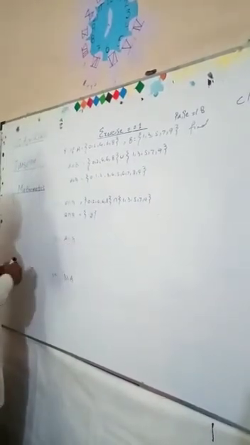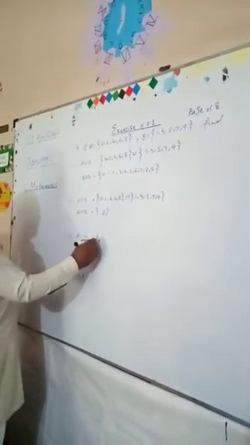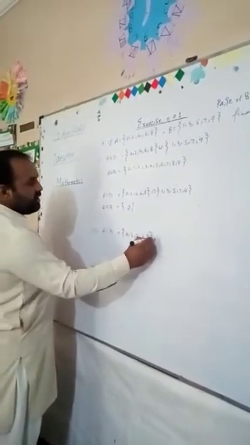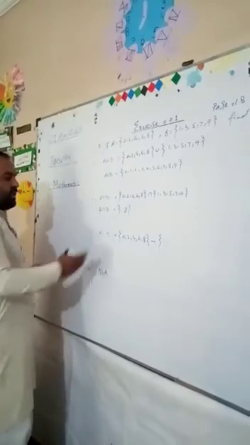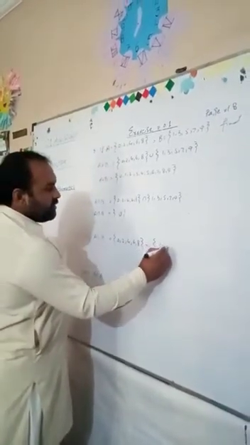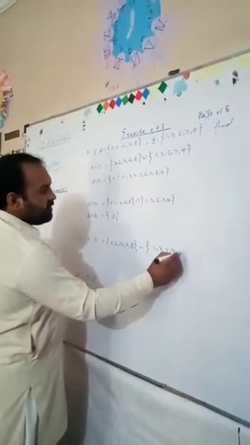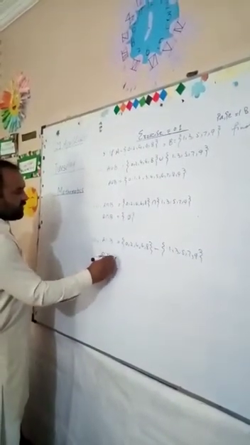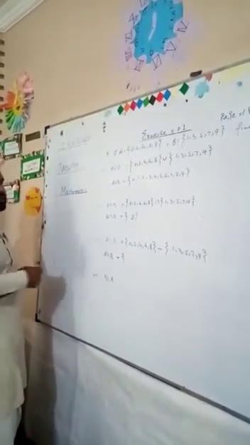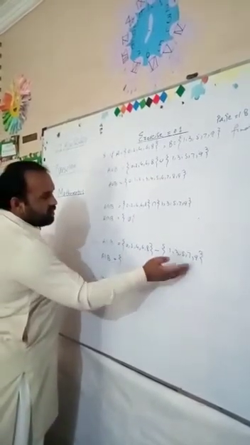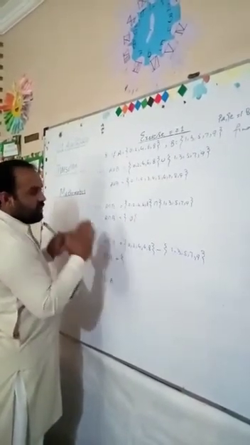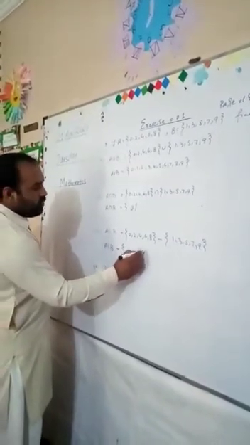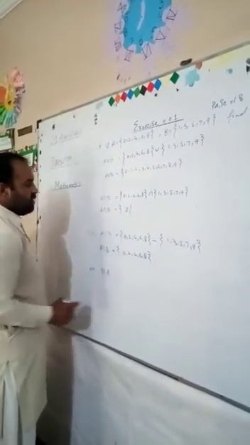Third part, A difference B. First the A set: 0, 2, 4, 6 and 8. Difference, minus the B set: 1, 3, 5, 7, 9. The answer is A difference B, the non-common elements. These numbers are not in the other set. All these numbers are non-common elements, so the answer is 0, 2, 4, 6, 8.